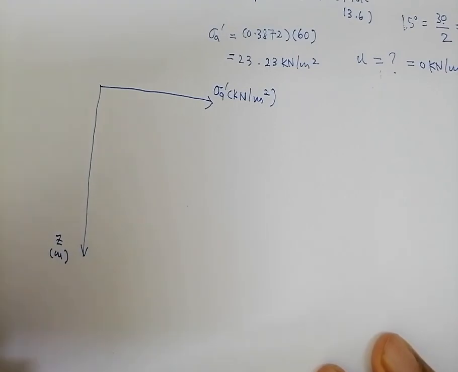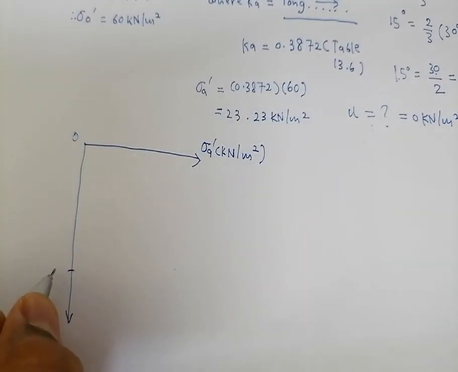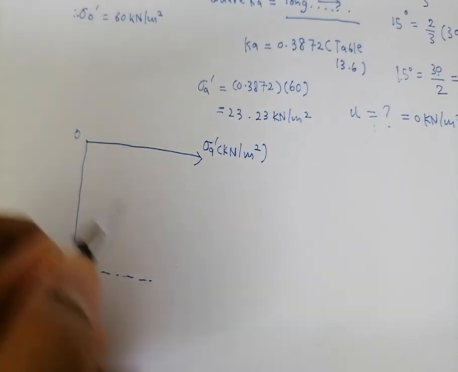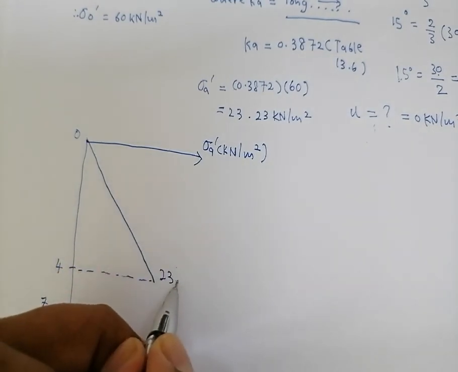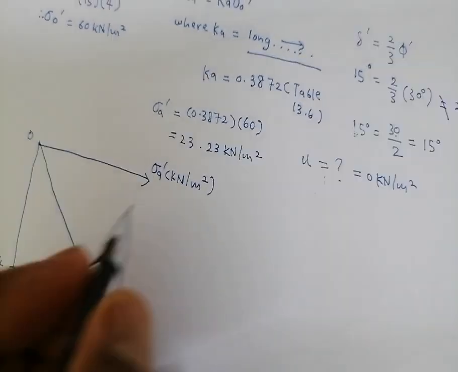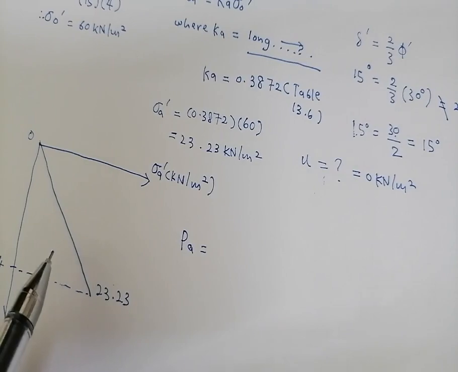This is in meter. All right, so this is 0. Our retaining wall is 4 meter. And basically this is the value. Okay, here is 23.23.